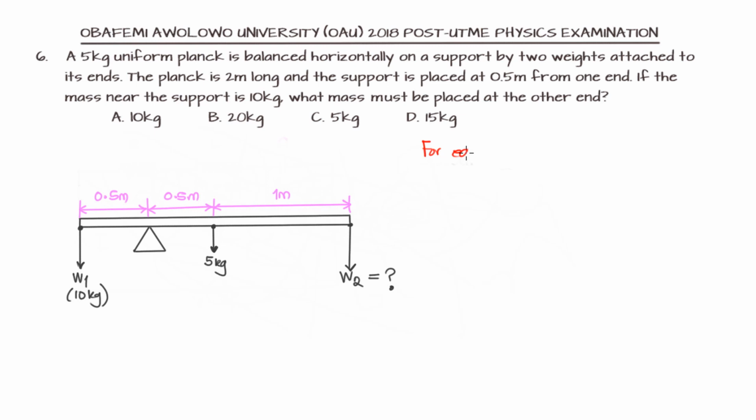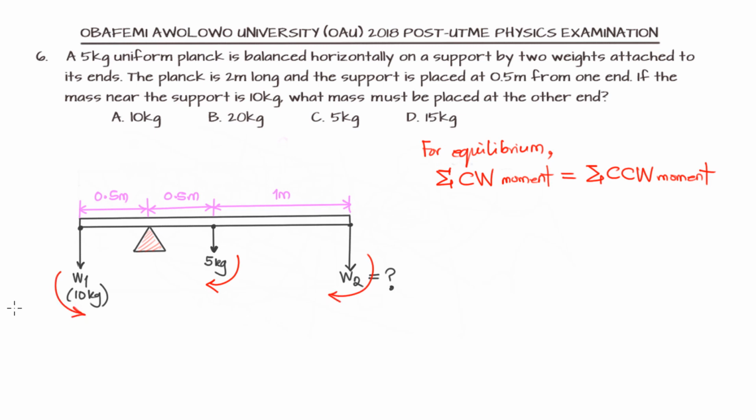Now, what we need to note is that we are told that it is balanced horizontally. That means it is in equilibrium. It's not tilting to any side. It is standing balanced. And in that particular situation, the sum of the clockwise moments and the sum of the counterclockwise moments are equal. So we take the clockwise moment and the counterclockwise moment, and the two are going to be equal to each other, and we can take this moment about the support. So the 5 kilogram weight will go clockwise, and the weight 2 that we are looking for will also go clockwise, while the 10 kilogram weight will go counterclockwise as shown in the diagram.